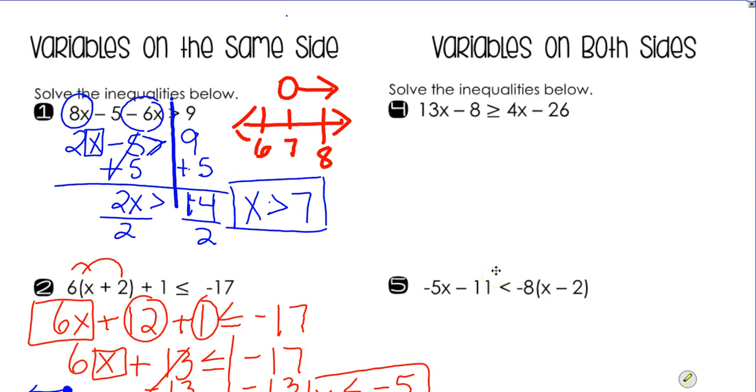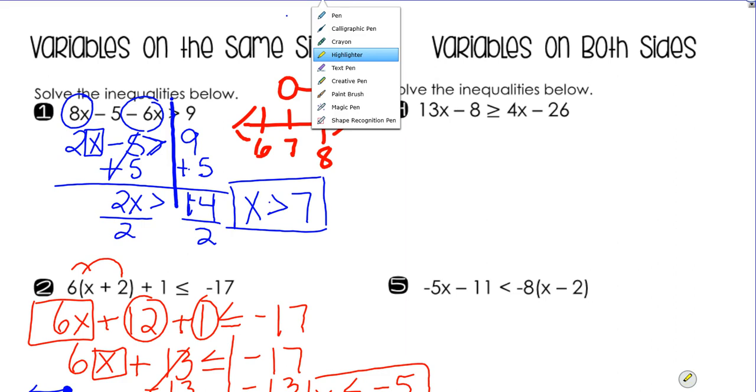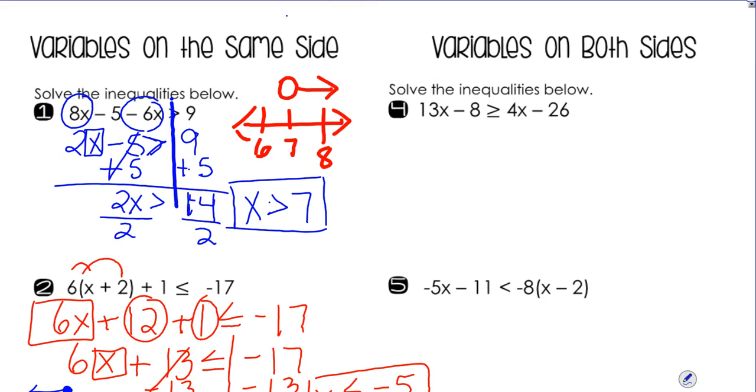Okay, so this one's different. Number 4 is different because I now have variables on both sides. So if you remember our steps when solving these problems, our first thing is to use the distributive property. Do I have any parentheses? No. Our second step is to combine any variables on one side. Do I have any that I can combine? No, because I have variables on both sides.